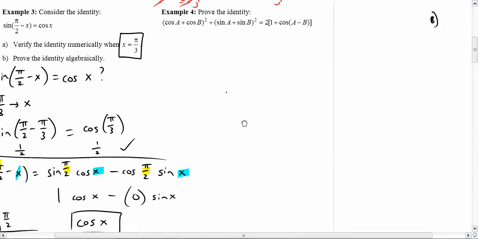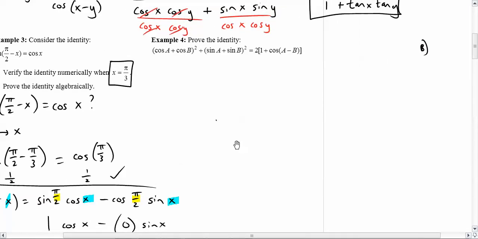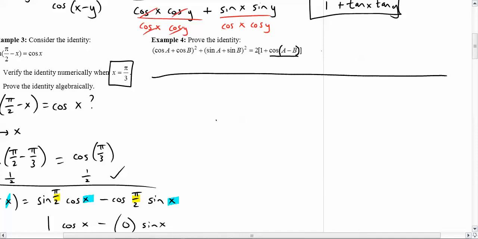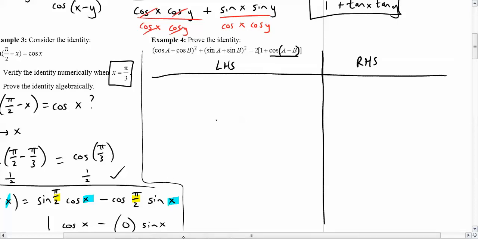Now, when we have differences within brackets inside of a cosine and you have to do a proof, you're always going to want to expand that difference using one of the formulas. You never want to leave a difference or a sum of two angles in your question. This becomes really long and a lot of algebra, but not so difficult. So we'll divide the paper up into left-hand side, right-hand side. The first thing I'll do is take this left-hand side and expand it.